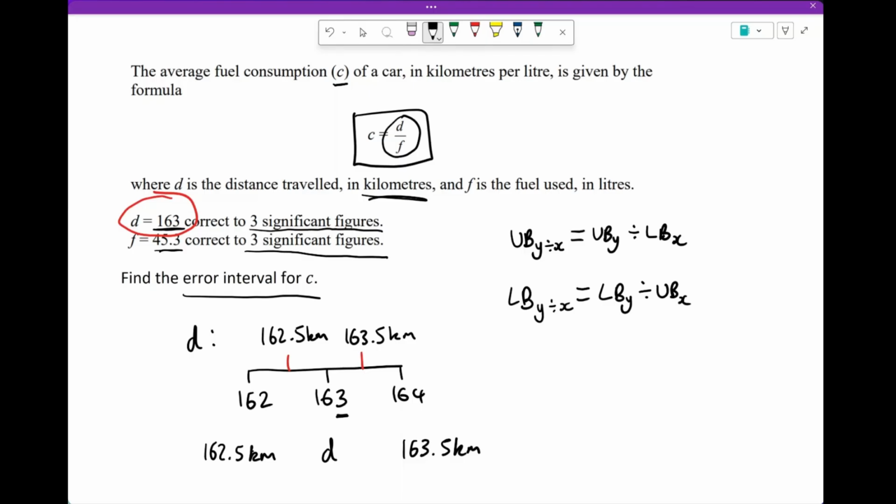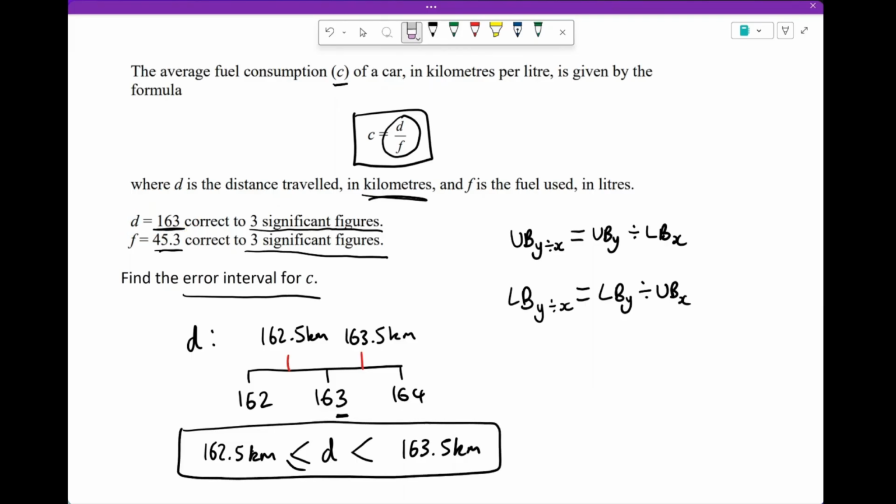And then my inequality symbols for a specific number are always going to be same as greater than for the lower bound pointing to the D, and then a smaller than pointing to the D for the upper bound. So that's my error interval for D done. We now have to move on to F.